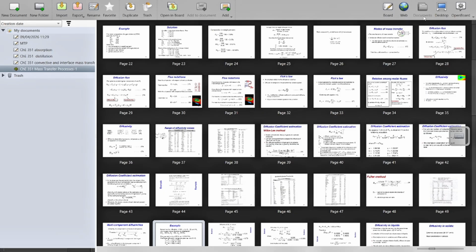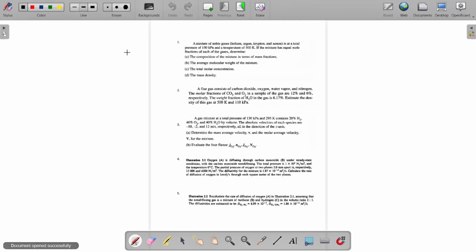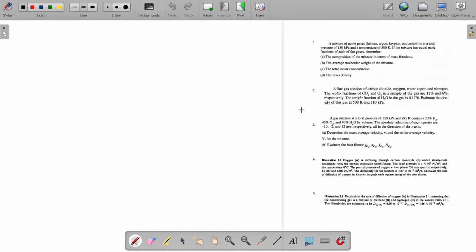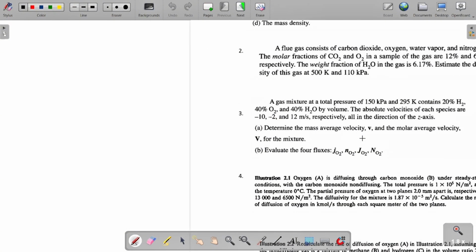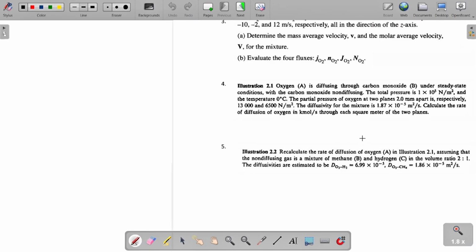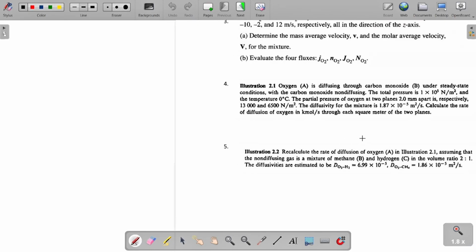So let's look at some examples on how to evaluate them. As we can see over here for the fourth question, we have oxygen, which is component A, diffusing through carbon monoxide, which is B, under steady state condition, with the carbon monoxide non-diffusing. So you are talking about a stationary B, the carbon monoxide is stationary, it's non-diffusing.